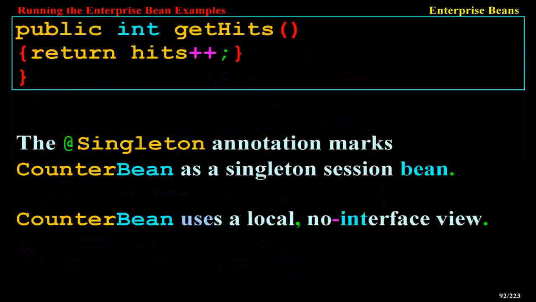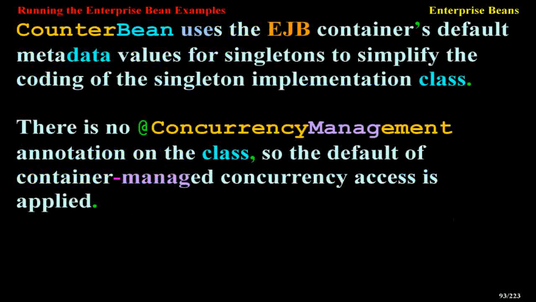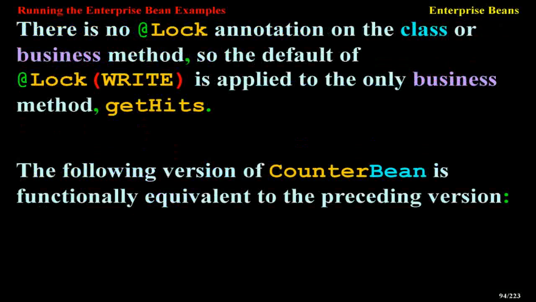CounterBean uses a local, no-interface view. CounterBean uses the EJB container's default metadata values for singletons to simplify the coding of the singleton implementation class. There is no concurrency management annotation on the class, so the default of container-managed concurrency access is applied. There is no lock annotation on the class or business method, so the default of Lock(WRITE) is applied to the only business method, getHits.